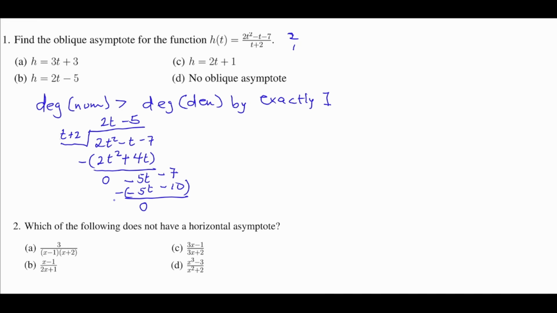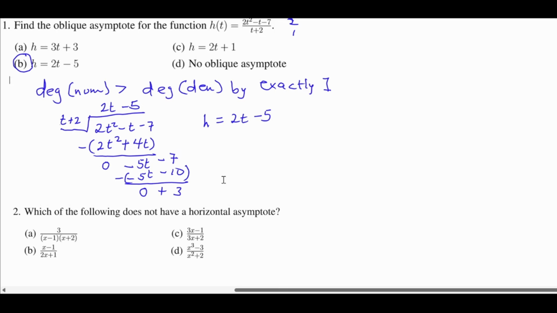Then negative 7 minus negative 10 will give us positive 3. So this is what we have. Now, this t cannot divide 3, so this becomes the remainder. And hence our oblique asymptote h will be equal to 2t minus 5. And so the correct answer is B.